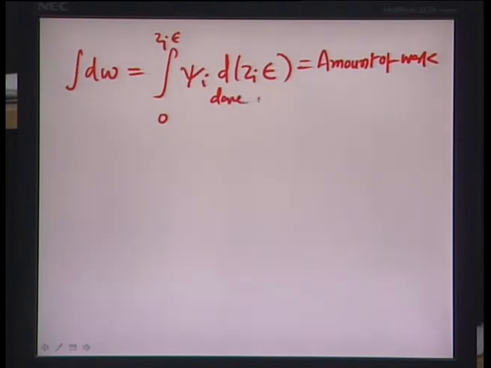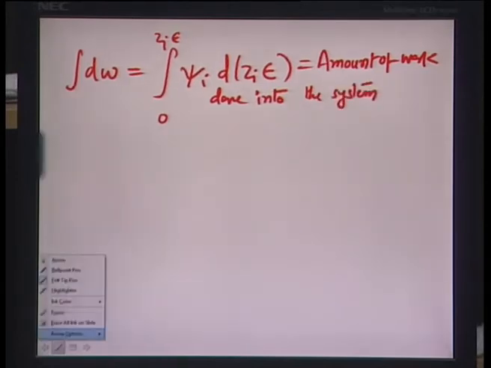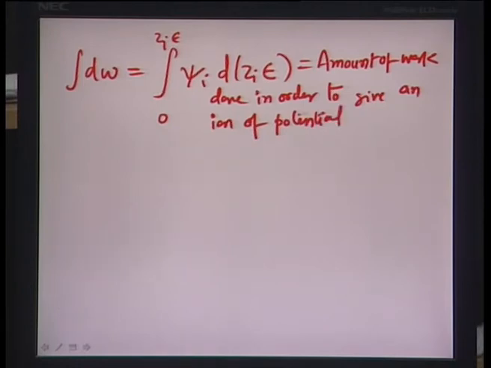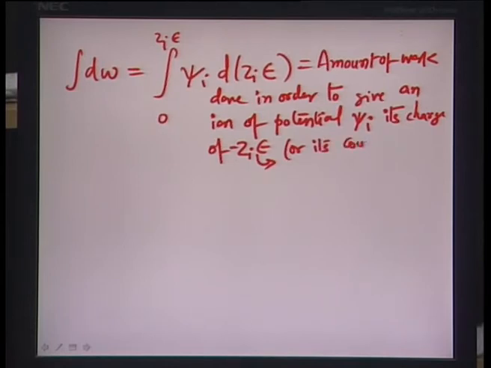done into the system, done in order to give an ion of potential phi i, its charge of minus Zie, or its counter ion atmosphere.